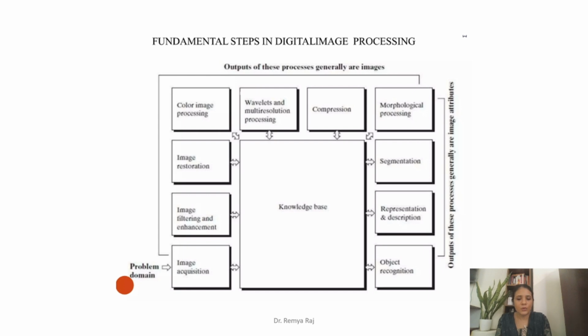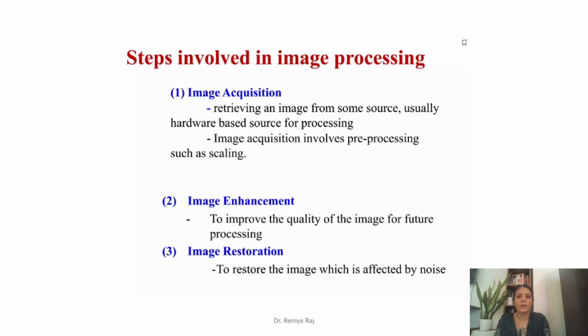The first one we need is image acquisition. We need to acquire the image with the help of a device. After that, we go for image filtering and enhancement. Then image restoration, then color image processing. That means a grayscale image can be converted into a color component like RGB. Then wavelet multi-resolution processing and compression, morphological processing, segmentation, representation and description, and object recognition. We'll see these one by one.